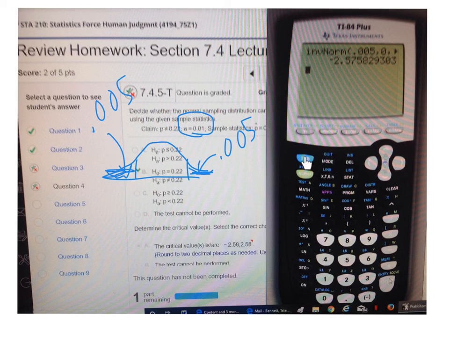So again, you just hit second and distribution, and then go down to the inverse norm, and the key is to put this 0.005 in because it's a two-tailed test, and then just leave that as 0 and the other number is 1, and have it calculate it for you.